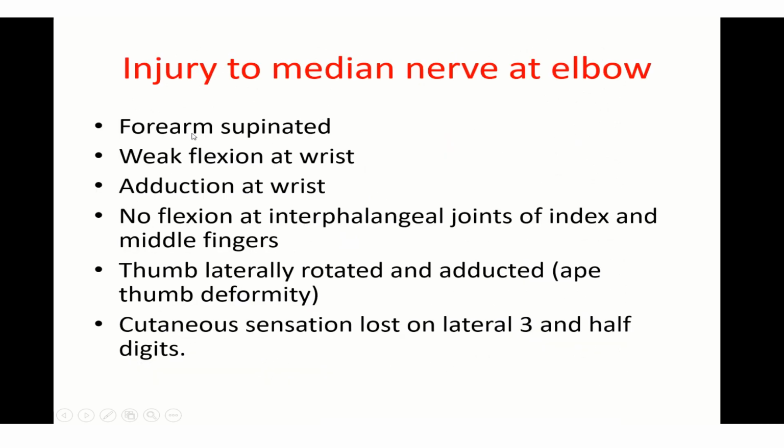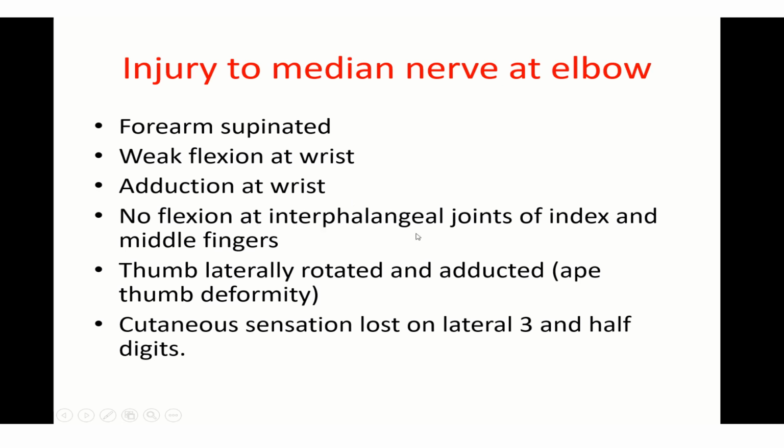So what happens if there is an injury to the median nerve at the elbow? These are the following clinical features which you can observe. The forearm is supinated definitely because pronator teres and pronator quadratus, which are supplied by the median nerve, are paralyzed. Then there will be weak flexion at the wrist definitely because the flexor muscles are paralyzed. Then there will be adduction at the wrist because flexor carpi radialis, which is supplied by the median nerve, is paralyzed, whereas flexor carpi ulnaris, which is supplied by the ulnar nerve, is still intact. So there will be adduction at the wrist.